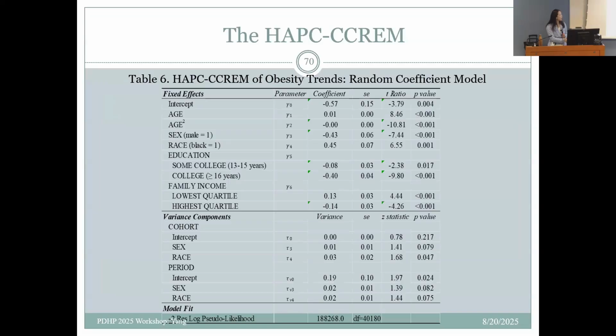And here are the updated results. On the top are the fixed effects, which are largely similar as before. What's expanded is the variance components part, where we have estimates for the random effects by cohort for sex and race, and also period effects for sex and race, where we find, particularly for race, significant cohort variation.